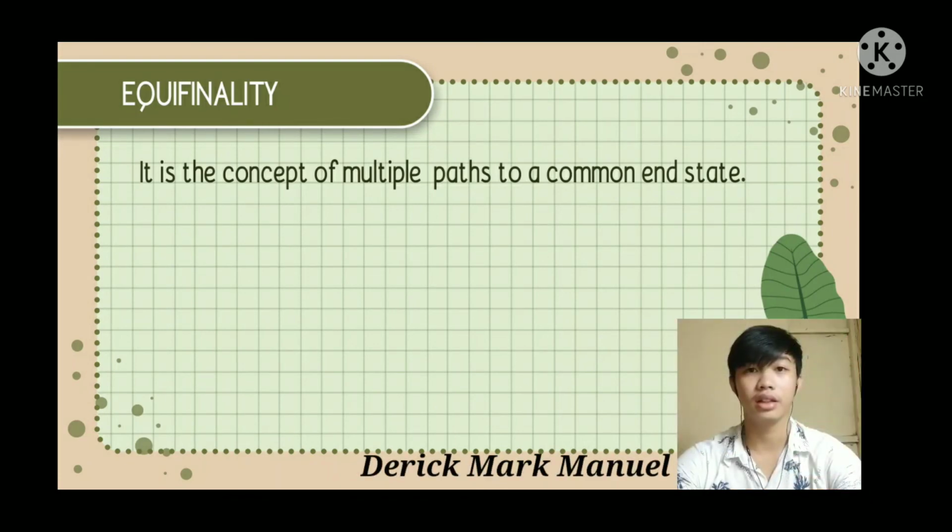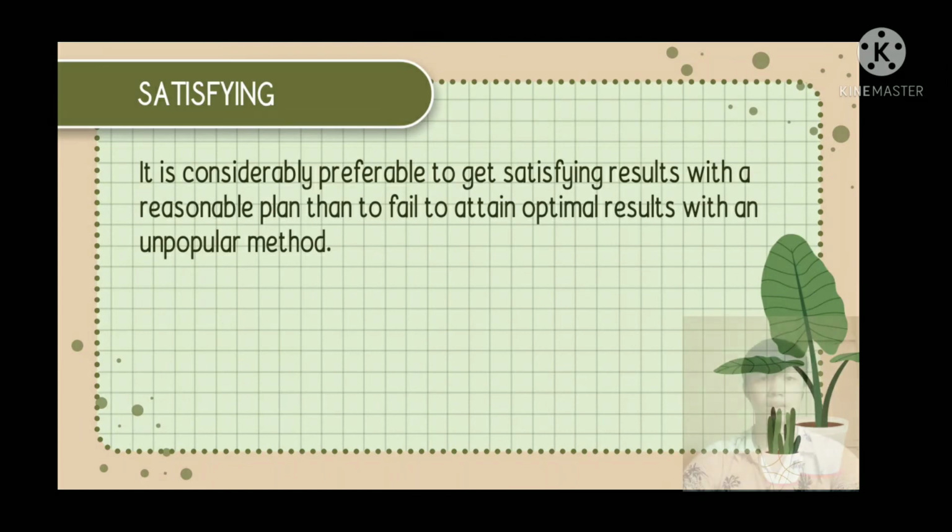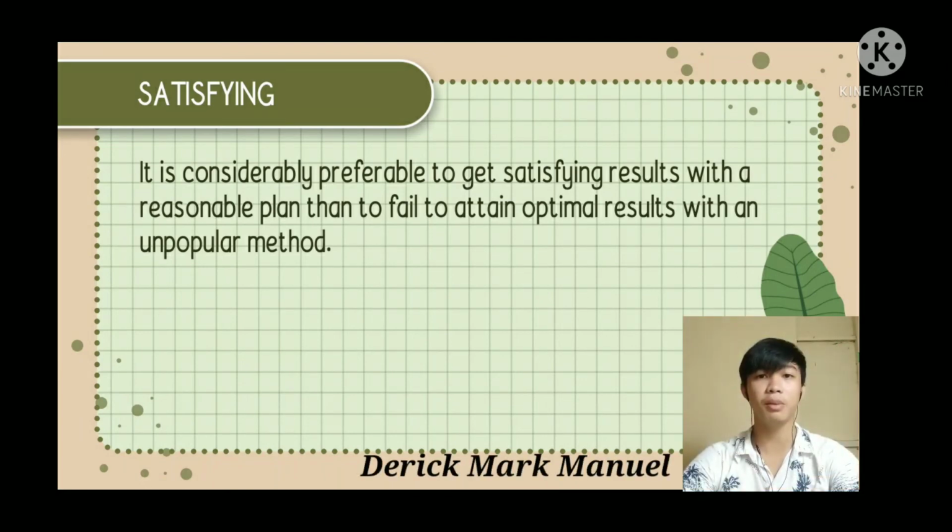Equifinality. It is often possible to achieve similar results using different means or paths. Strategists should recognize that achieving a successful outcome is more important than imposing the method of achieving it. It may be possible to generate new alternatives that give equal results, but with far greater potential for gaining commitment. Satisfying. Achieving a satisfactory result with an acceptable strategy is far better than failing to achieve an optimal result with an unpopular strategy.